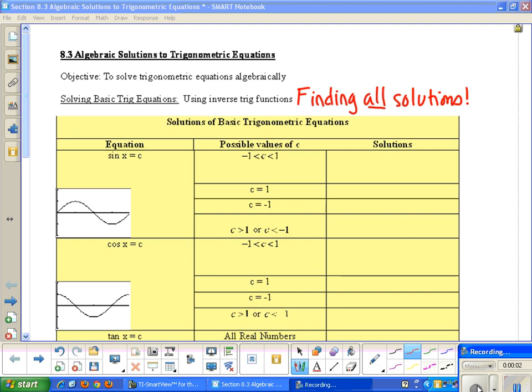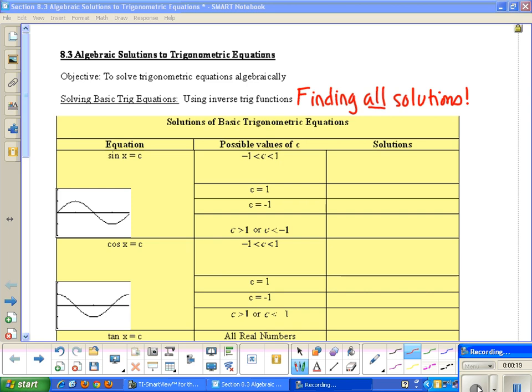Section 8.3, Algebraic Solutions to Trigonometric Equations. Our objective is to solve trigonometric equations algebraically. Now, in Section 8.1, we solved trig equations using our graphing calculator. So now we're going to do this algebraically, and we can use our graphing calculator to help check our answers.